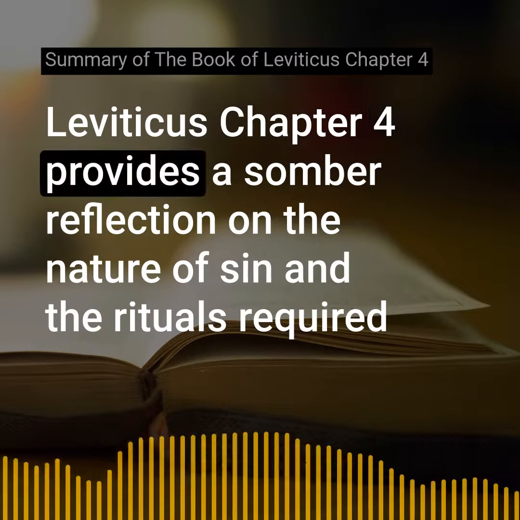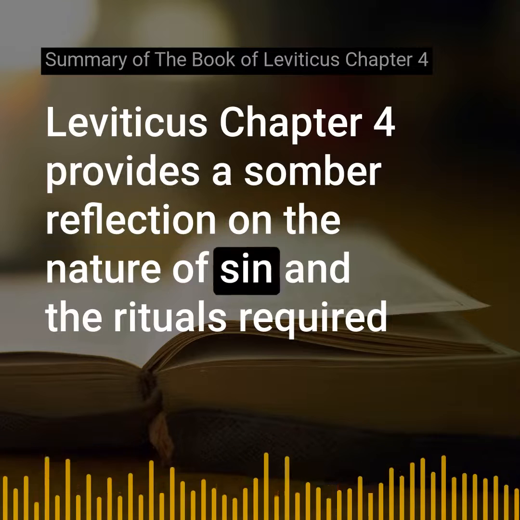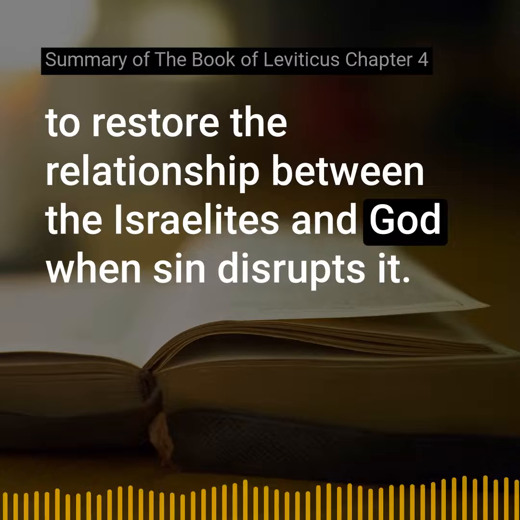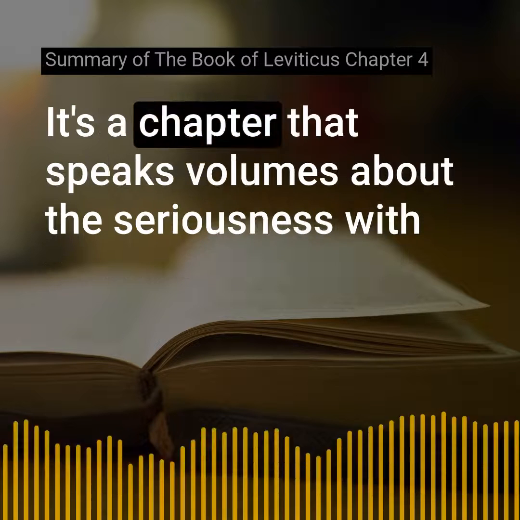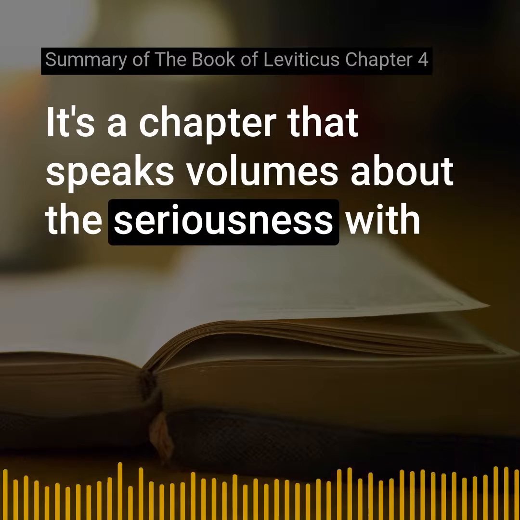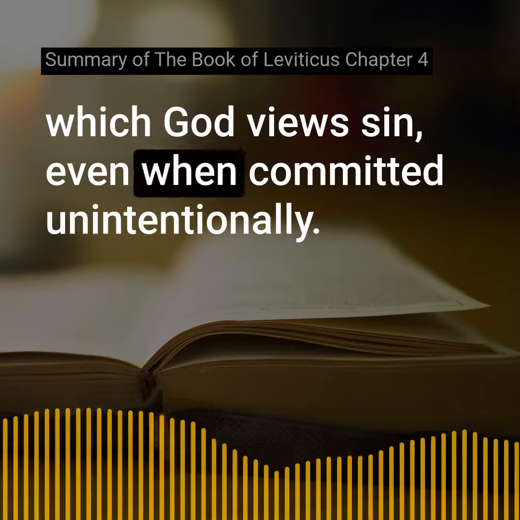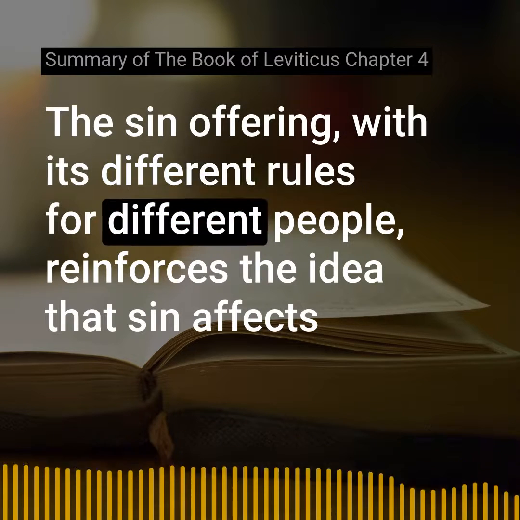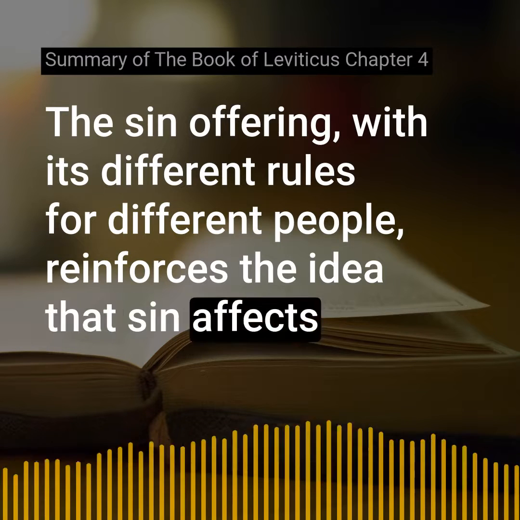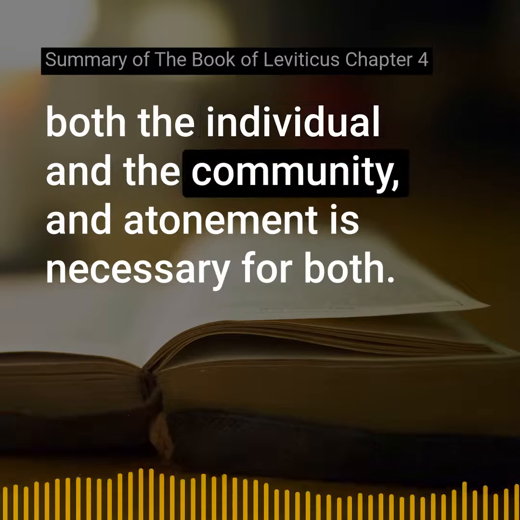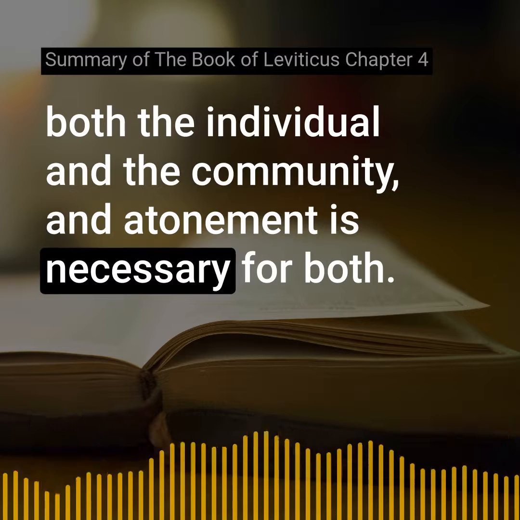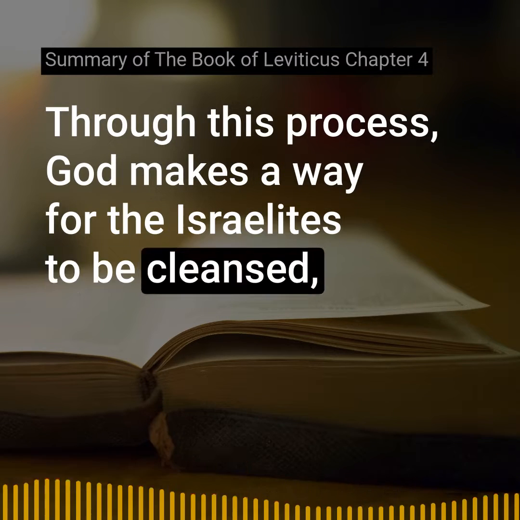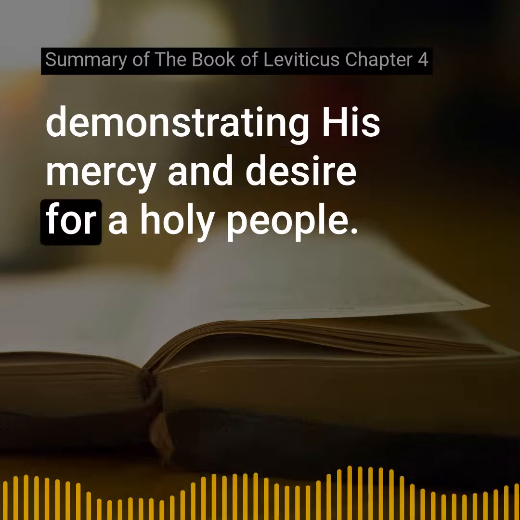Leviticus chapter 4 provides a somber reflection on the nature of sin and the rituals required to restore the relationship between the Israelites and God when sin disrupts it. It's a chapter that speaks volumes about the seriousness with which God views sin, even when committed unintentionally. The sin offering, with its different rules for different people, reinforces the idea that sin affects both the individual and the community, and atonement is necessary for both. Through this process, God makes a way for the Israelites to be cleansed, demonstrating His mercy and desire for a holy people.